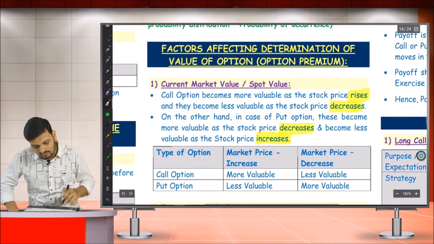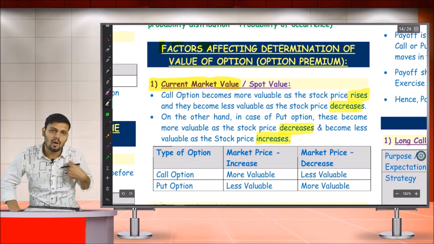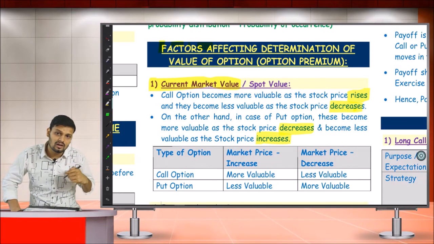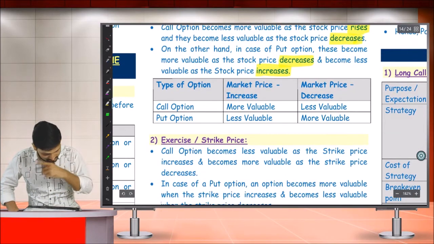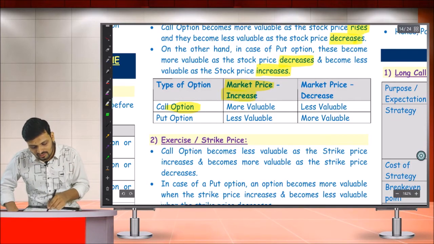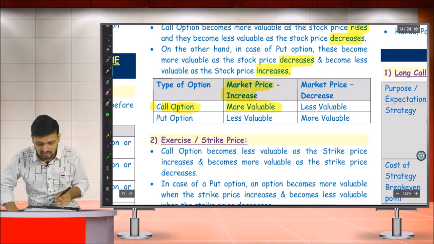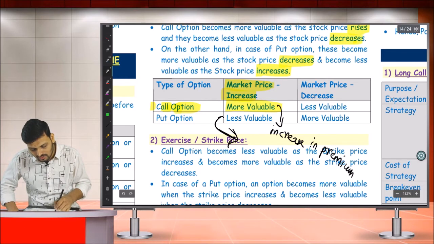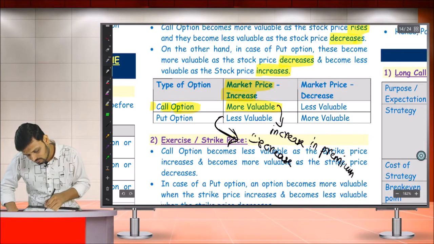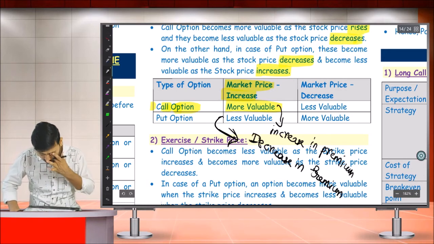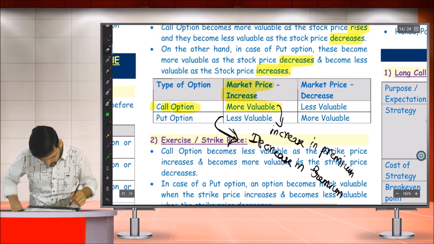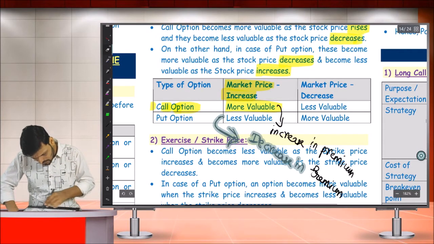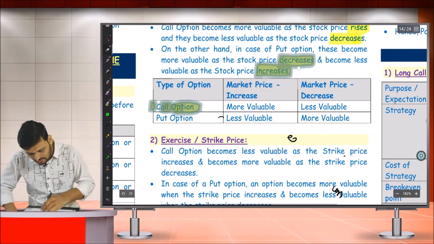So, first factor is based on current market value, our option premium will either increase or decrease based on current market value or spot value. In call option, if the market price increases, it will become more valuable. What does this term more valuable mean? It means increase in premium. And what does less valuable mean? It means decrease in premium. Done. Okay, so that is what it is all about, more valuable and less valuable.